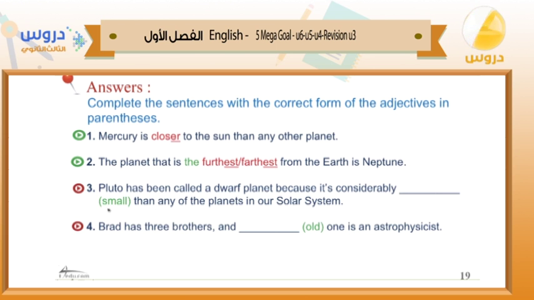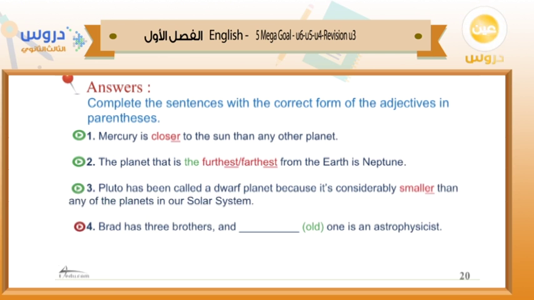Number 3, Pluto has been called a dwarf planet because it's considerably smaller than any of the planets in our solar system. So here we have "small," a short adjective, and we have "than." So do you think it is comparative or superlative? Of course, it's comparative. So we can say smaller than. Pluto has been called a dwarf planet because it's considerably smaller than any of the planets in our solar system.